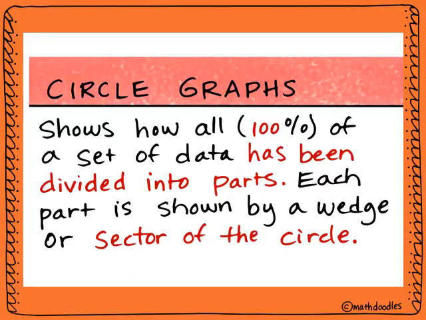Category is circle graphs, and remember this can also be called a pie chart. I will normally call it a pie chart because that's what I was taught to call them. So this shows how 100% of a set of data has been divided into parts, and each part is shown by a wedge or sector of the circle.